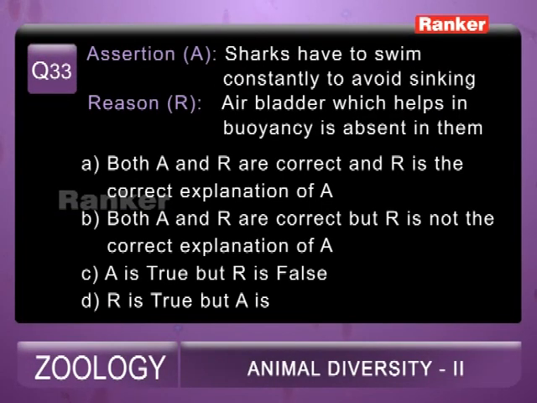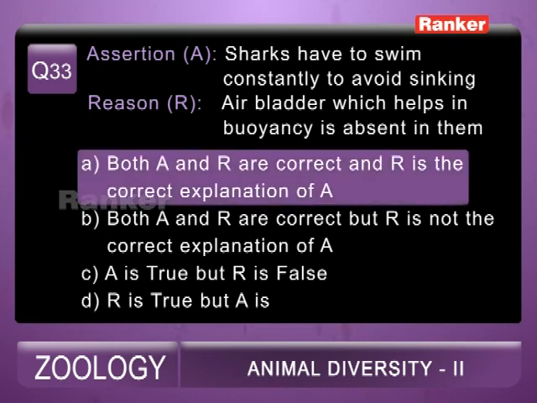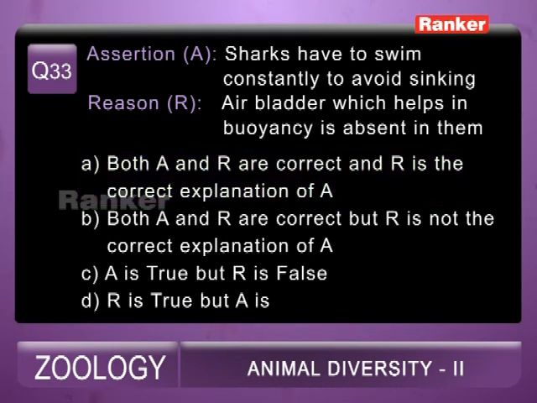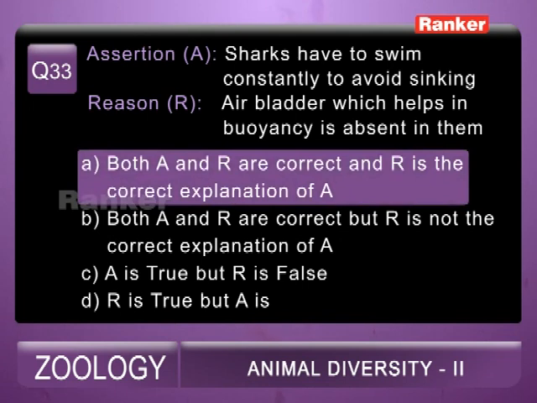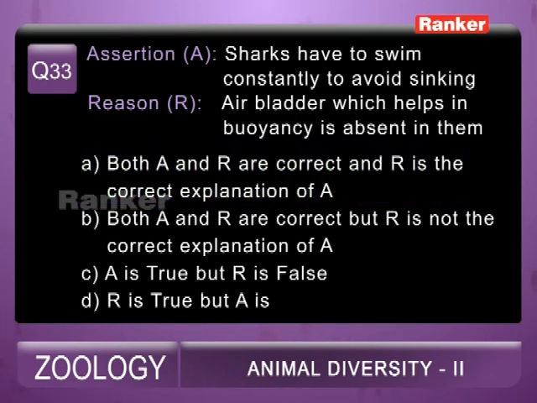Question 33 now. Assertion: sharks have to swim constantly to avoid sinking. Reason: air bladder, which helps in buoyancy, is absent in them. A. Both assertion and reason are correct, and reason is the correct explanation. B. Both assertion and reason are correct, reason is not the correct explanation. C. A is true and R is false. D. R is true, but A is false.